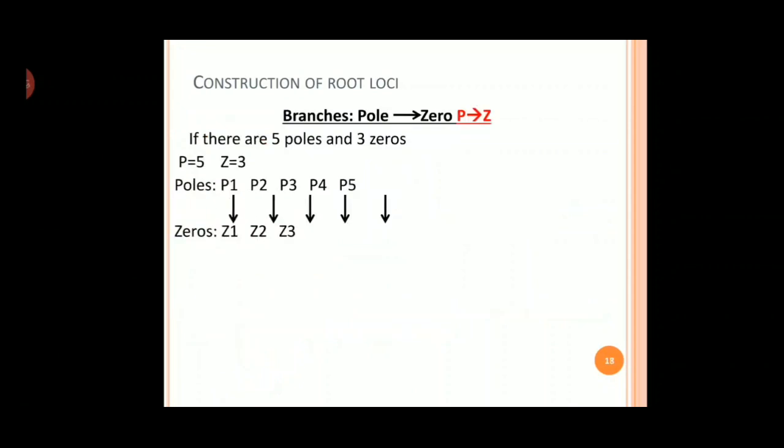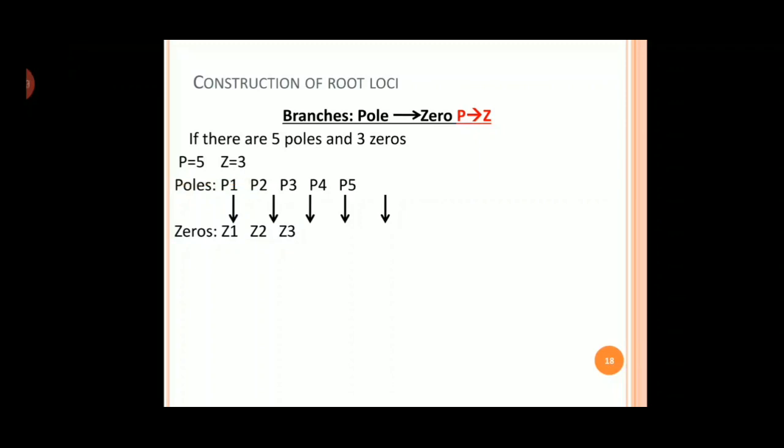Now to understand this concept better, let's take an example. Suppose there are 5 poles and 3 zeros. That means P is equal to 5 and Z is equal to 3.